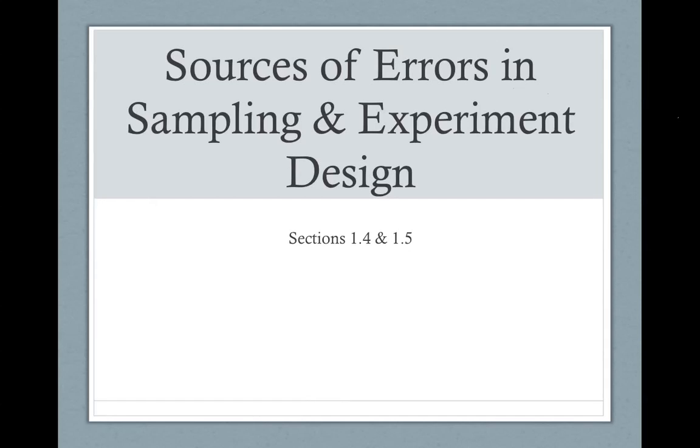Okay, so sections 1.4 and 1.5. These are sources of errors in sampling and experimental design, the two sections that we are going to look at today.